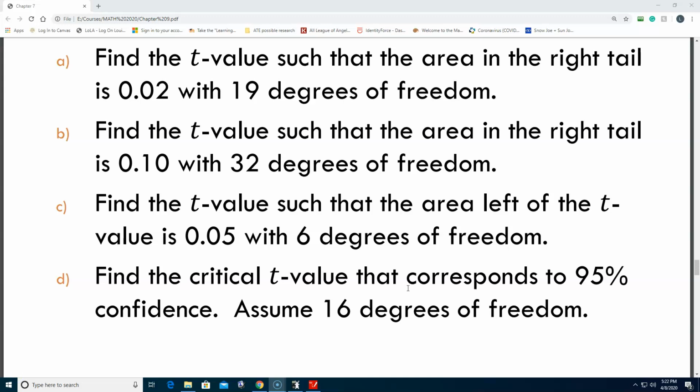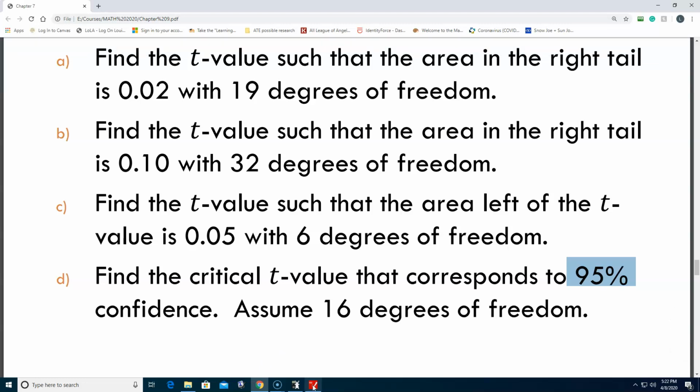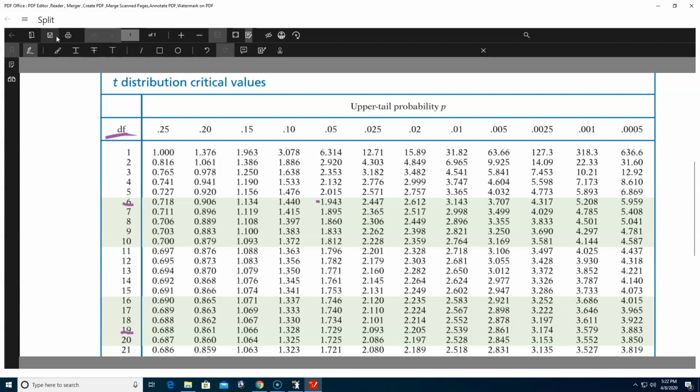Find the critical t-value that corresponds to 95% confidence, assuming 16 degrees of freedom. For that, we start off with a confidence idea, which is 95%. We need to subtract that from 100%, which gives us 5%. I'll do the math right here: 100% minus 95% gives you 5%. This is just like that critical value, half alpha. These are both tails added together, which gives you 5%. We only need half of those tails.